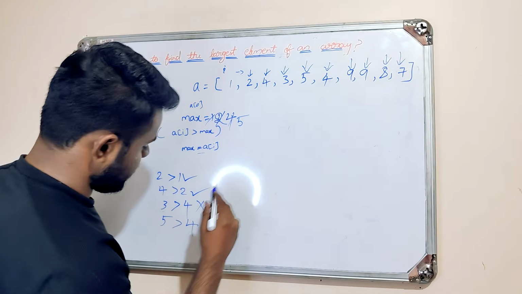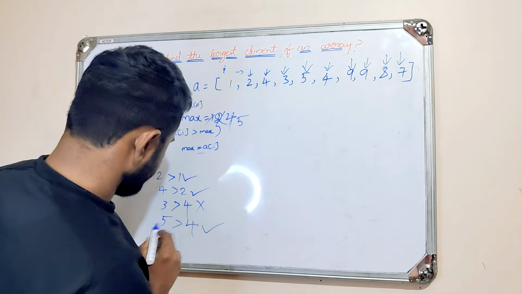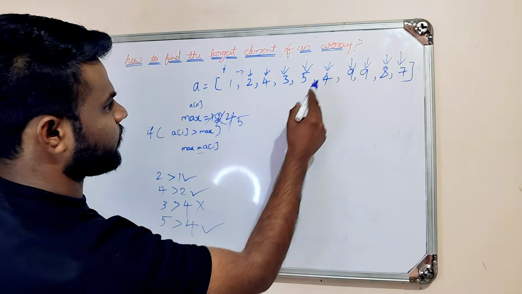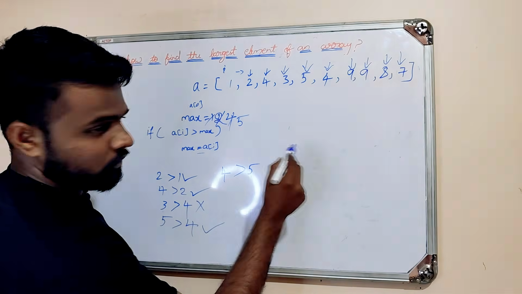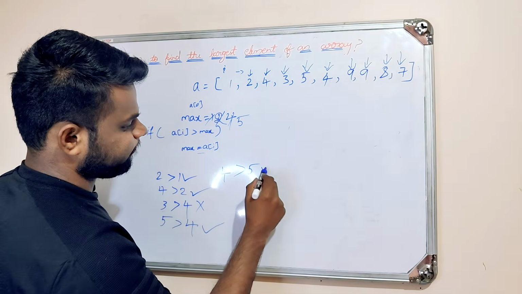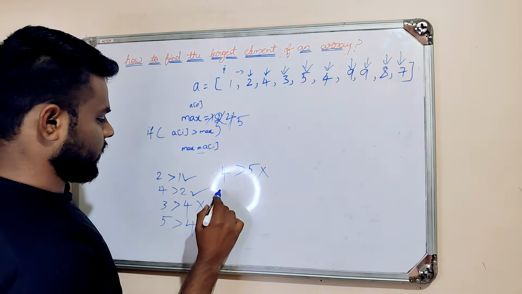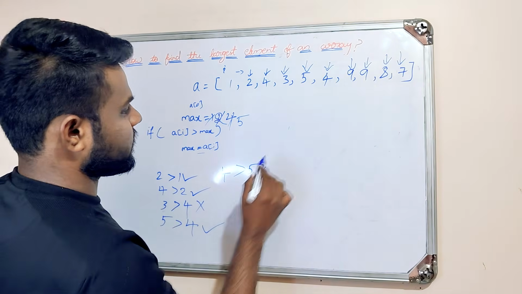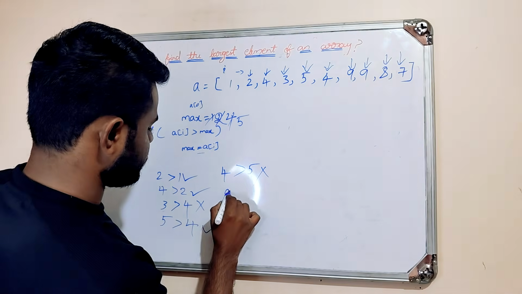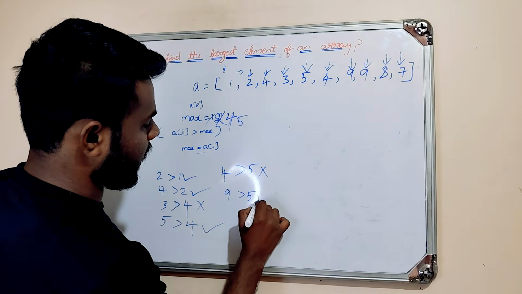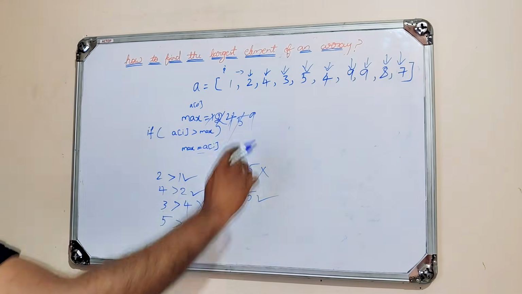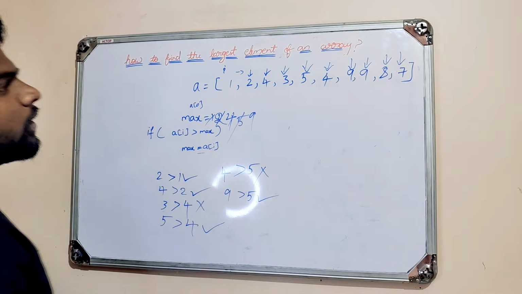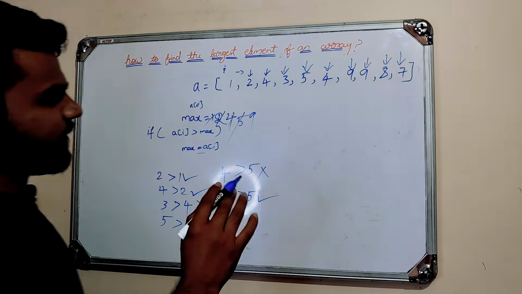Now the next element is 4. Check. 4 greater than 5? Is it? No. No updations required. Okay, next. The next element is 9. Check. 9 greater than 5? Yeah. Now you are going to update the max value to 9. So in this way you are going to find the largest element.